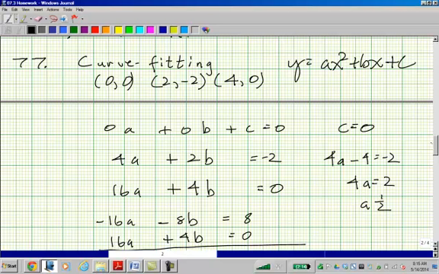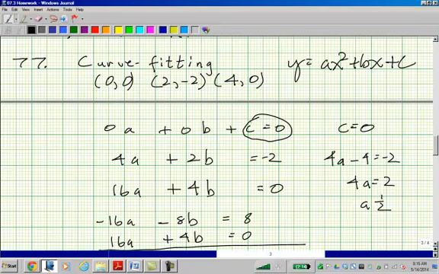So 0, 0 is a point. Now what we're going to do is plug in 0 for x. So we get a times 0 squared plus b times 0 plus c equals 0, because we put in 0 for y. Well, you can see that c equals 0. So that part's finished.